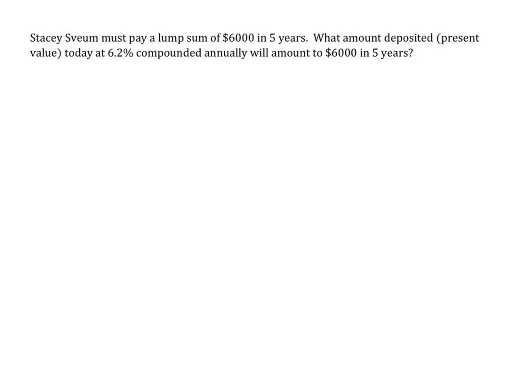All right, so Stacy must pay a lump sum of $6,000 in 5 years. What amount must be deposited, the present value, today at 6.2% compounded annually to amount to $6,000 in 5 years? So again, we're still going to use the formula. A equals how much we insert into the account, 1 plus rate over how many times per year it's compounded, to the power of how many times per year it's compounded by how many years.